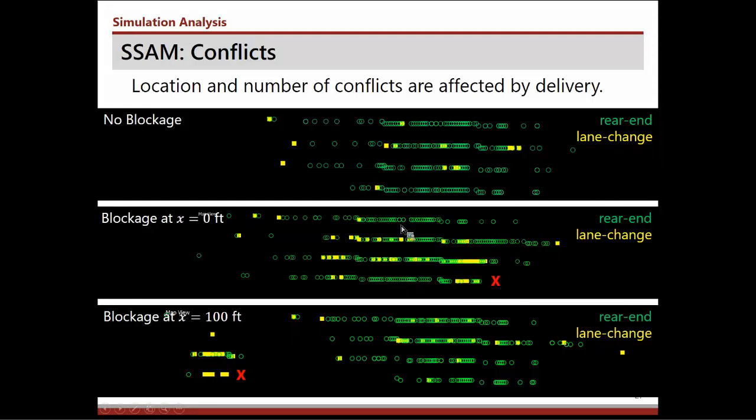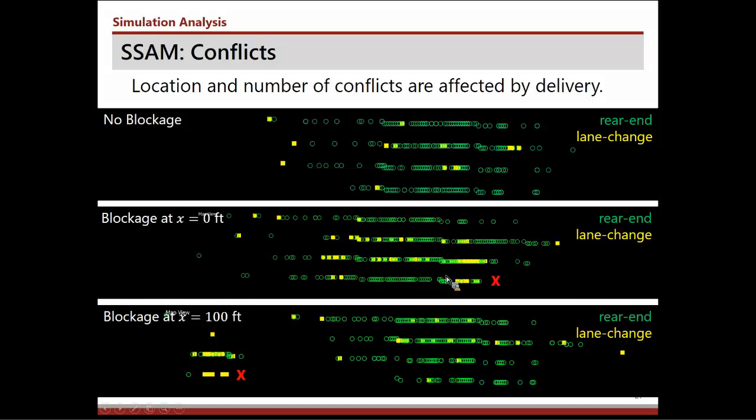Then there are still a large number of rear-end conflicts because the vehicles are queuing up. But there's now an increased number of lane change conflicts. And we can see that they're clustered right around the location of that freight delivery, just upstream of that freight delivery.